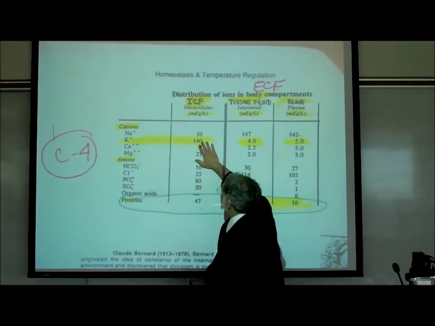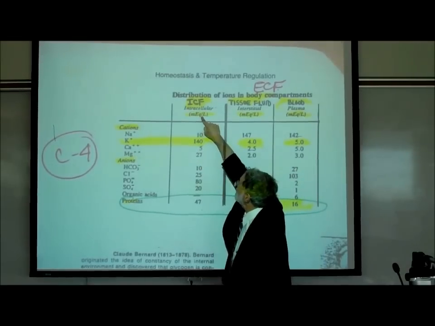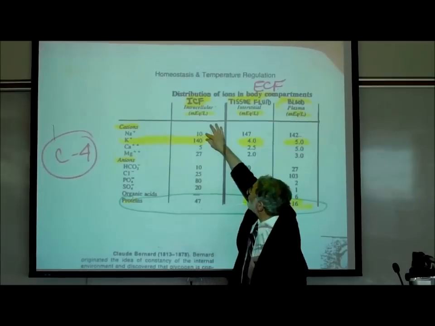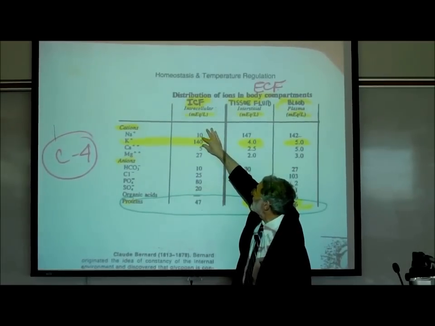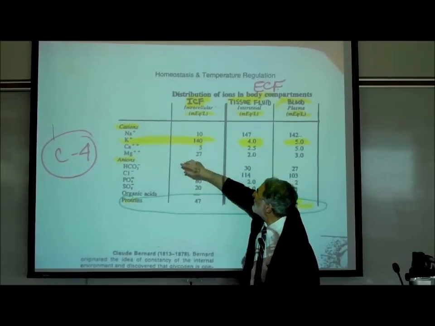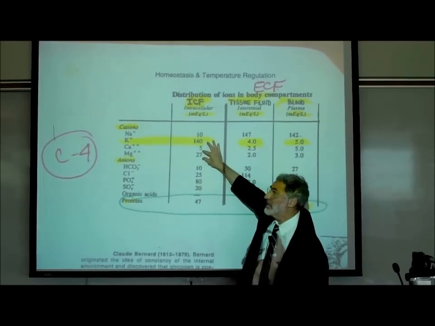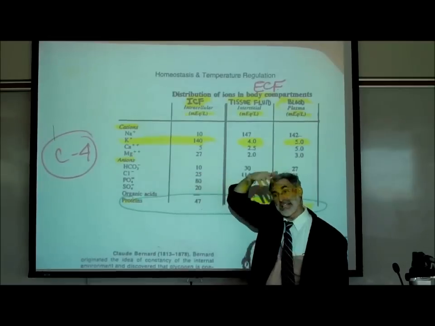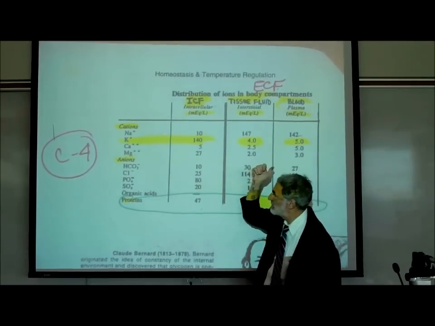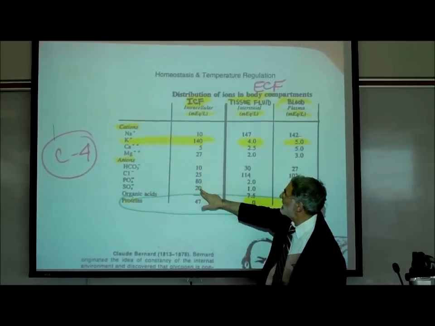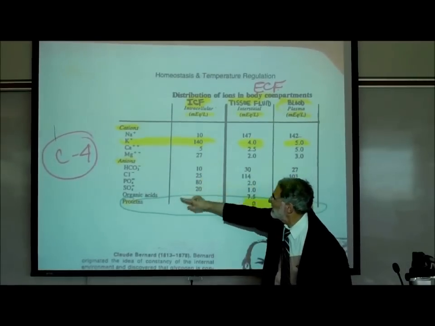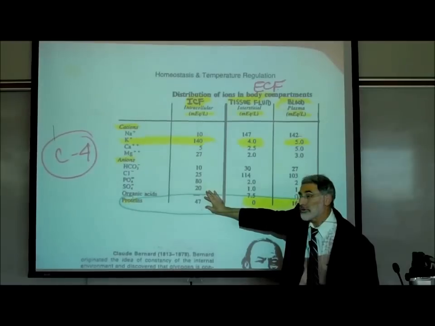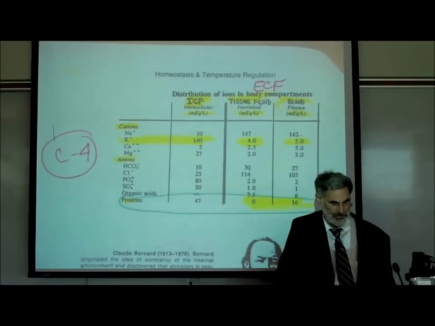You'll notice that inside cells, there's just a low amount of sodium, but a significantly high amount of potassium. There's a low amount of calcium, but a high amount of, relatively speaking, magnesium. That's what I summarized on the next page. Among the negative charges, there's a significant amount of phosphate, and also quite a bit of protein, which has a negative polarity.